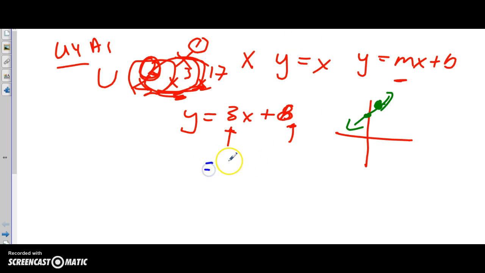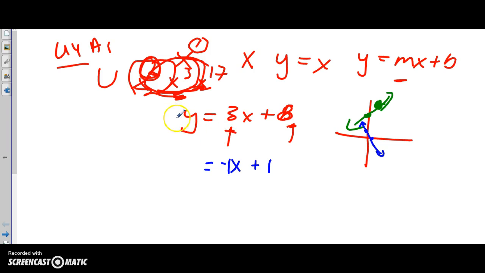So if you have another slope, and let's say it's negative x plus 1, positive 1 is your intercept. Your slope here is negative 1. So that means go over 1, down 1, and then you connect the dots, arrows on both sides, and that would be that line there.